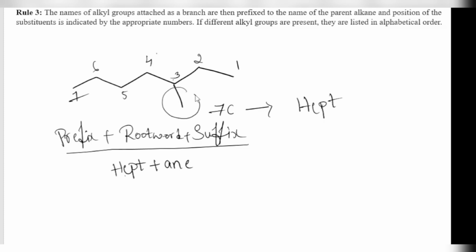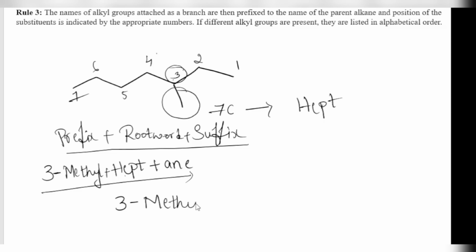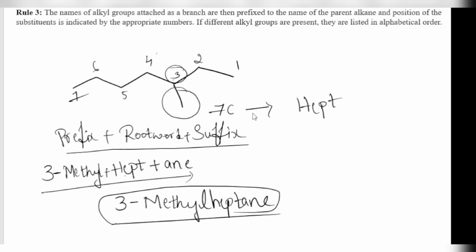what is the side chain, what is the name of this substituent, and what is its position. We have to mention it by 3, and afterwards I have to separate by a hyphen. Then what is this group called? That is methyl. Now we have to add all these things. We will get the name as 3-methyl, without space, heptane. Correct? This is the IUPAC name for this particular compound.